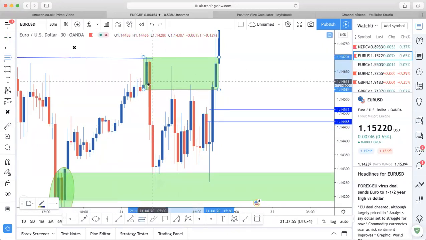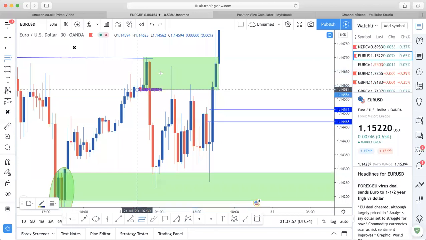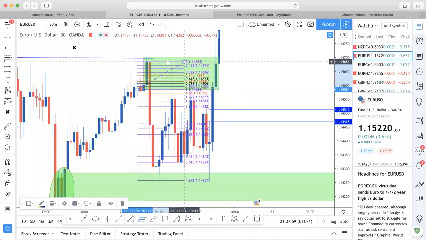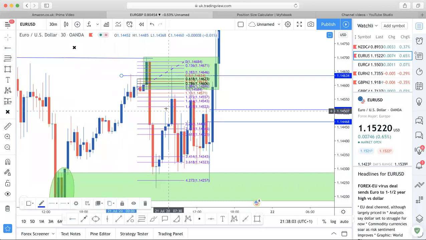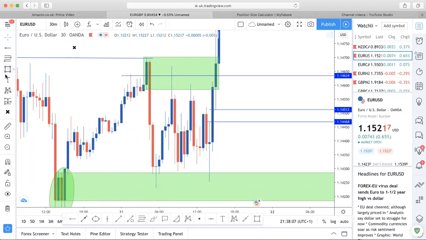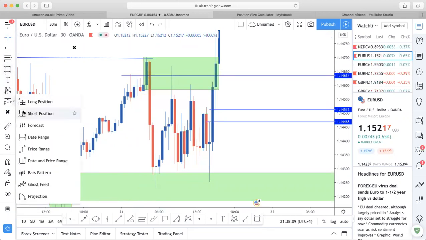If I measure the 50% of this candlestick right here, look at that. Look at that, guys. So your entry would have been sitting right there.